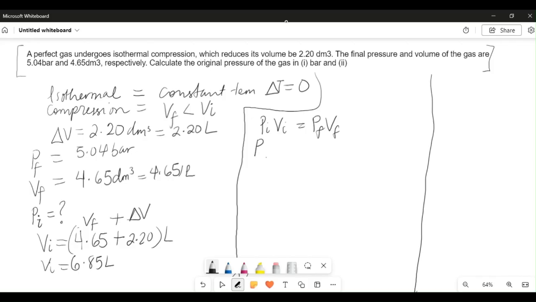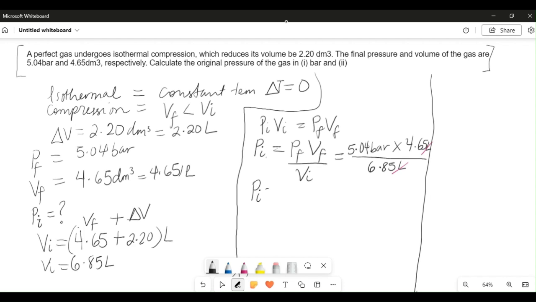We have P initial, which is what we're trying to solve for. So we rewrite the formula to be P final times V final divided by V initial. That's P final is 5.0 bar, times V final, which is 4.65 liters, divided by V initial, which is 6.85 liters. We cancel out the units, and P initial is 5.0 times 4.65 divided by 6.85. What we end up with is 3.42 bar.